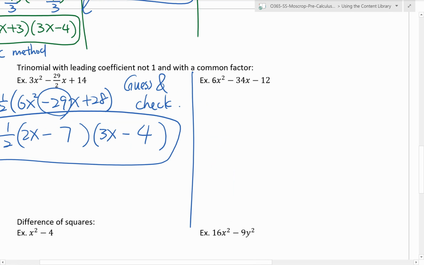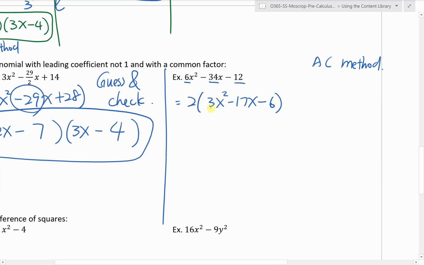Next example here. This is a typical one where we have a common factor. We can factor out the 2. We get 3x squared minus 17x minus 6. I'm going to use the AC method in this case because I already used the other two. With the AC method, you multiply the leading coefficient with the constant term at the end. You have to carry the 2 with you. Then you end up with negative 18, right? 3 times negative 6 is negative 18. So you multiply these two together.